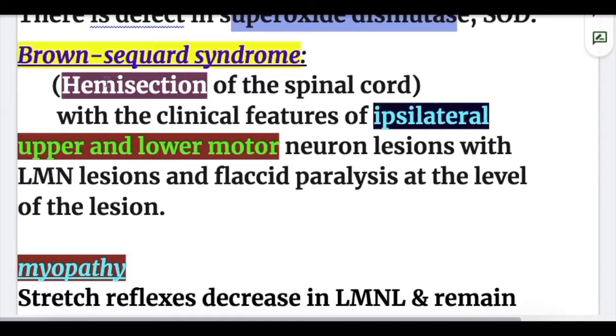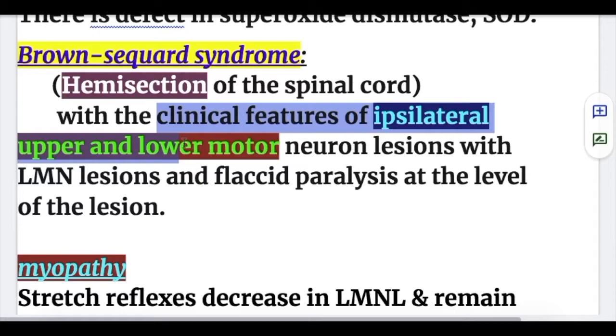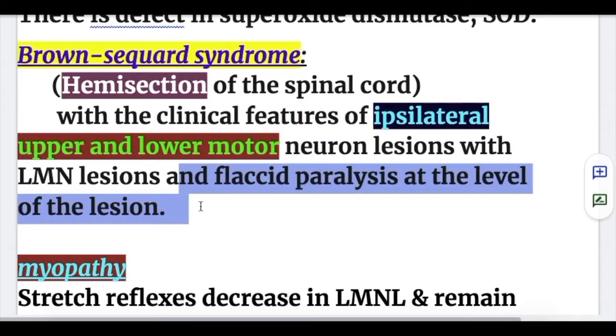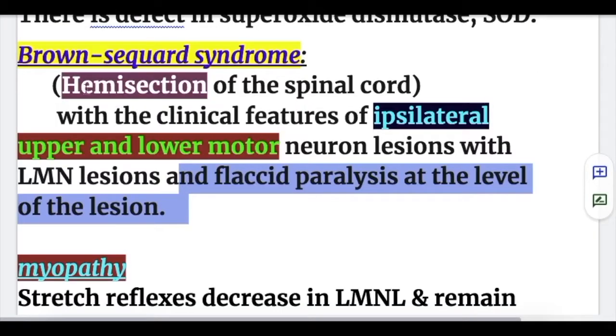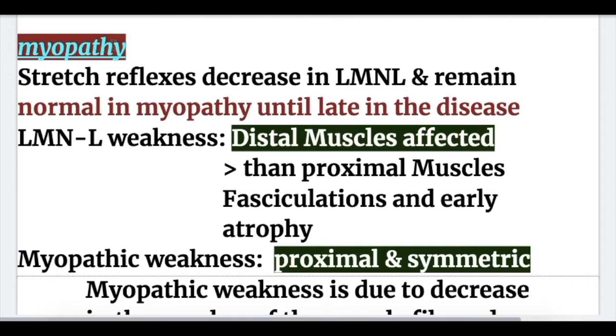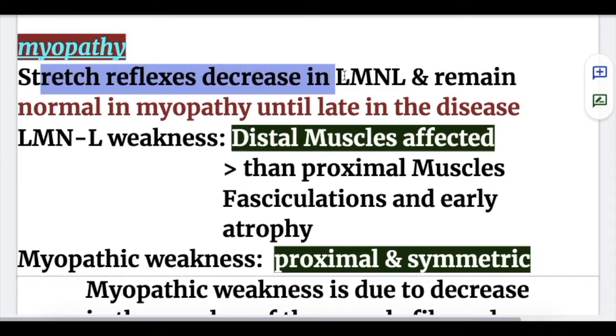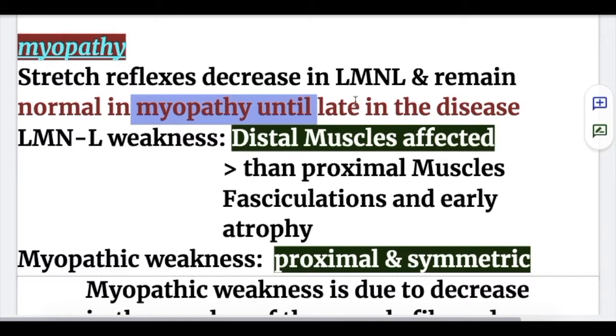Now, Brown-Sequard syndrome or hemisection of the spinal cord has clinical features of ipsilateral upper and lower motor neuron lesions. Lower motor neuron lesions with flaccid paralysis at the level of the lesion, and upper motor neuron lesions below the level of injury. So these two disorders, ALS and Brown-Sequard syndrome, have both upper and lower motor neuron mixed lesions. Now, myopathy. Stretch reflexes decrease in lower motor neuron lesions, but the stretch reflex remains normal in myopathy until when? Until late in the disease.